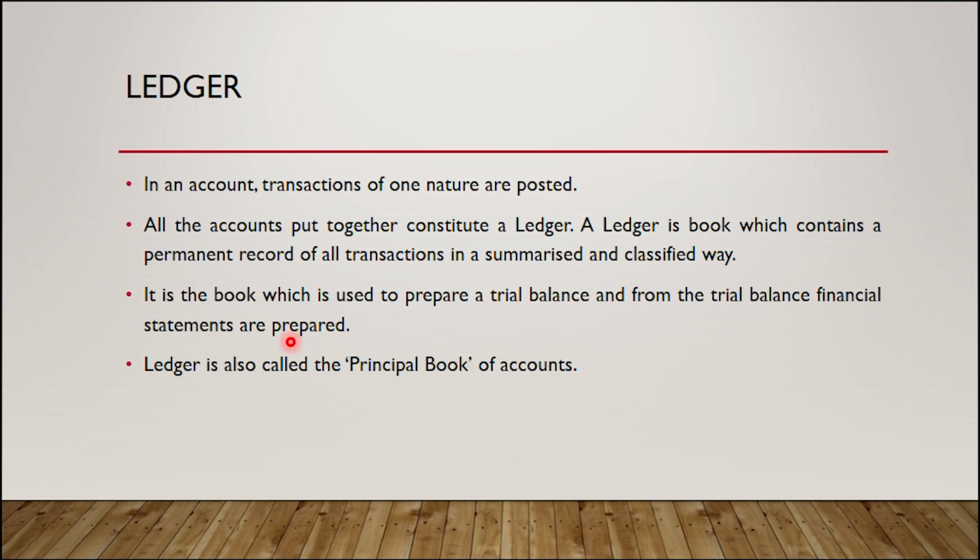What is a ledger? In an account, transactions of one nature are posted. So ledger is a group of accounts. So many accounts are there. When we put them together, it becomes a ledger. So in any one account, transactions of one nature are posted. All the accounts put together constitute a ledger.